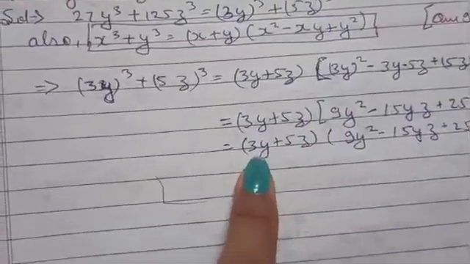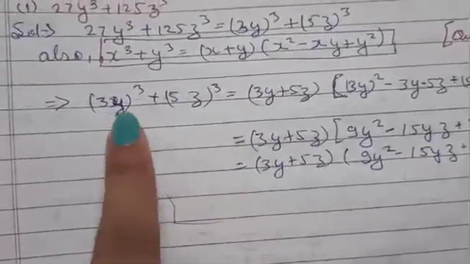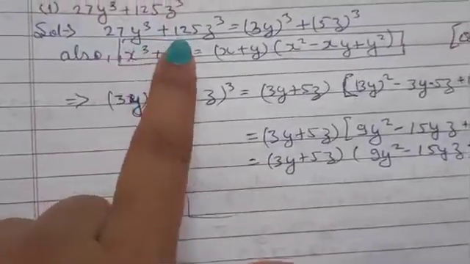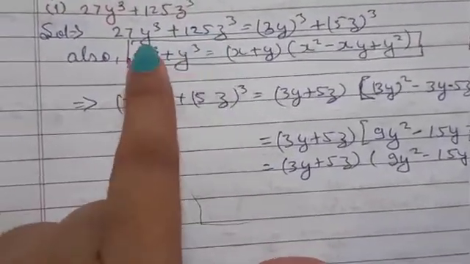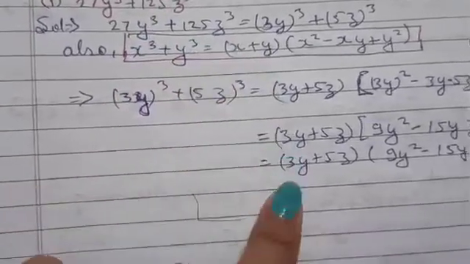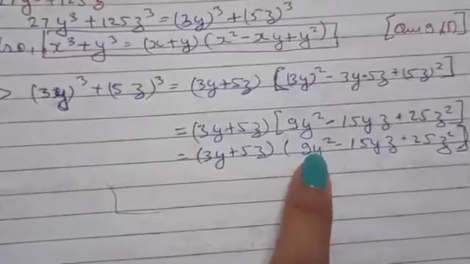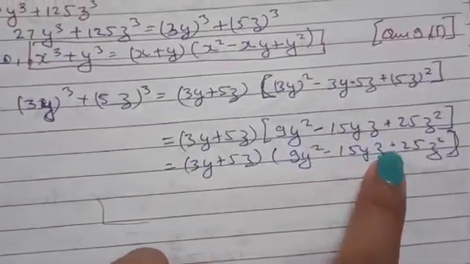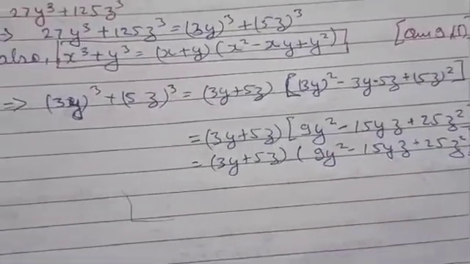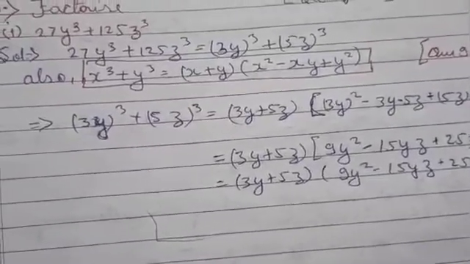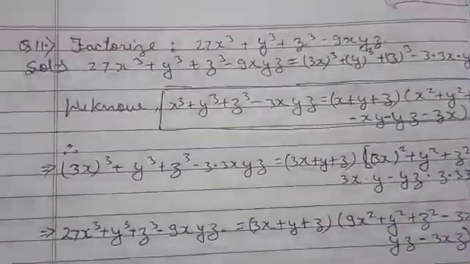So the factors of 27y cube plus 125z cube are 3y plus 5z multiplied by 9y square minus 15yz plus 25z square. Okay, now see the next question.